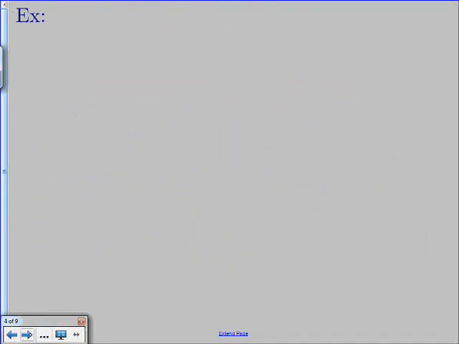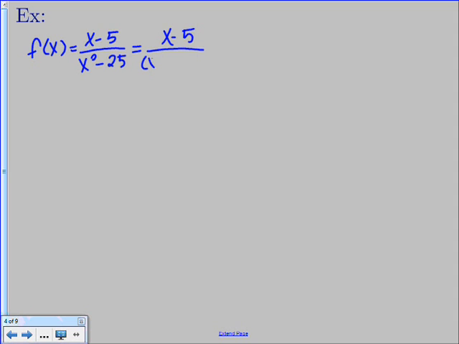Okay. So now we're going to go over an example where you can see both a removable and a non-removable discontinuity. And we're going to do that by looking at the function f of x equaling x minus 5 over x squared minus 25. So we can factor the bottom. So when we do that, we get x minus 5 over x minus 5 times x plus 5, because it's the difference of perfect squares. So now we see we have a common factor on the top and the bottom, the x minus 5, so we're going to cross those out.